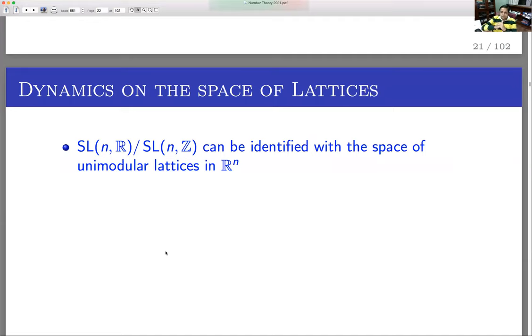So now in the first part of my talk, I want to explain how a statement about quadratic forms has, what it has to do with ergodic theory. And once I explain that, I'll go on to the more recent developments.